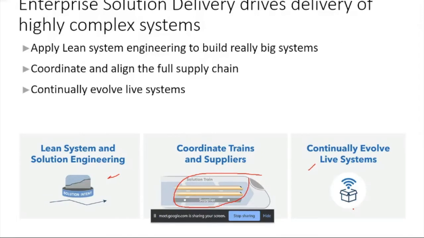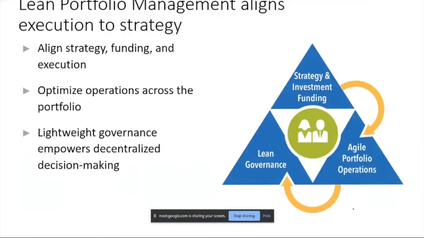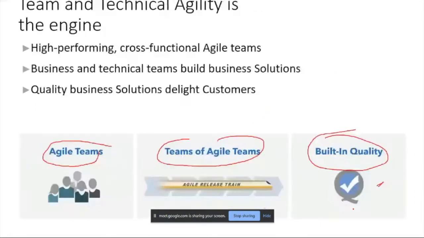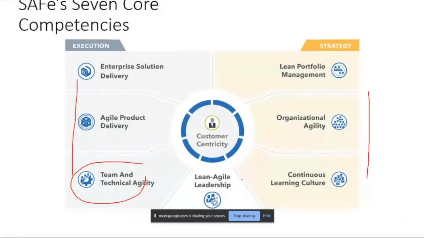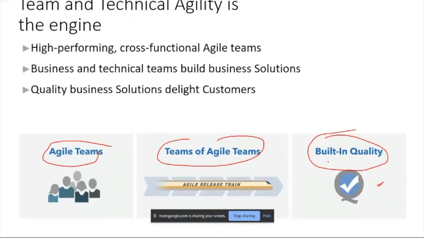So now let's look at the strategy and business sides. If you remember, if you go up, there are strategy and execution. We just went through these three. So now we are going with the other three.